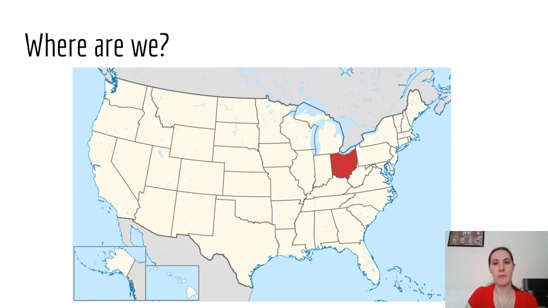A couple things to remember. We live in the city of Columbus. Columbus is in the state of Ohio. Ohio on this map is bright red. Ohio is just one state in the country of the United States. There are 49 other states that are part of this country, but this country didn't always exist. In this unit, you're going to learn how this country came to be.